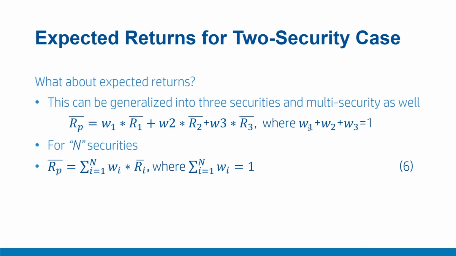This can be further generalized to an n-security case where proportionate amounts, that is W1, W2 and so on up till Wn, are invested in securities 1, 2, 3 and so on up to security n respectively. Also, the summation of all these Wi's should be equal to 1, which is the total amount of wealth invested. Generalizing the result, total expected returns on portfolio R̄p equal summation i equal to 1 to N of Wi times R̄i, where Wi's are the weights and R̄i are the expected returns on security i.